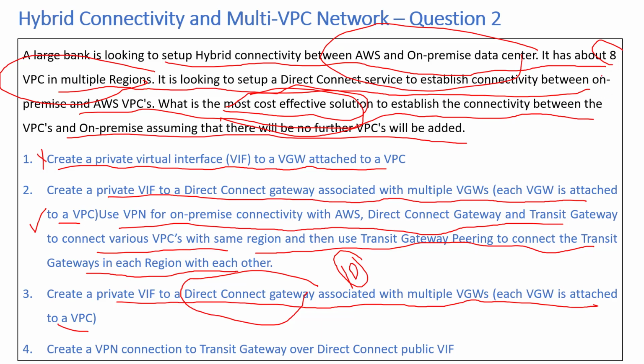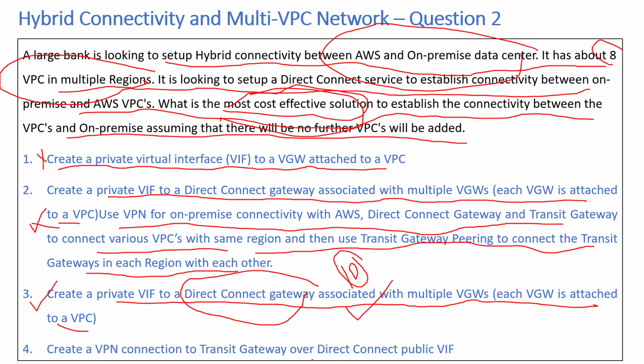And here it has about 8 VPCs. And it says in the future there will be no VPC added. So that means it's a correct fit. It is cost-effective and it meets the requirement. Compared to the previous option this is going to be more cost-effective, because there you have to use transit gateway, which will again have a per hour charge and a bandwidth charge. So this seems a more cost-effective solution. Let's look at the last one.